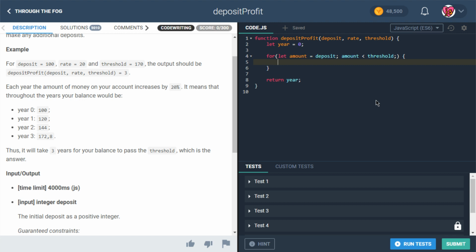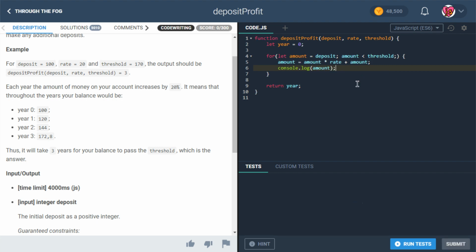Okay, so let's see. Amount is going to be, well, basically what we're going to be doing is taking 20% of it. So we'll do amount times rate, right? So taking that 20%, multiplying it by what the amount already has, and then we're going to add to that whatever the amount was already. And just out of curiosity, I want to do some console logs here. That's going to give us the amount in here. So yeah, let's run that. Let's see what ends up getting logged.